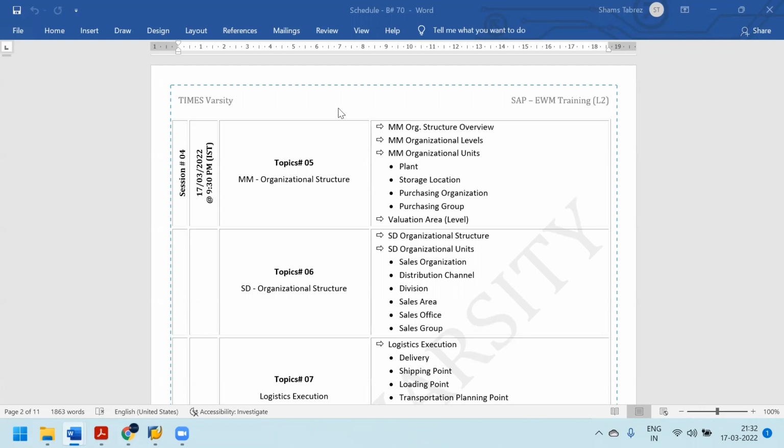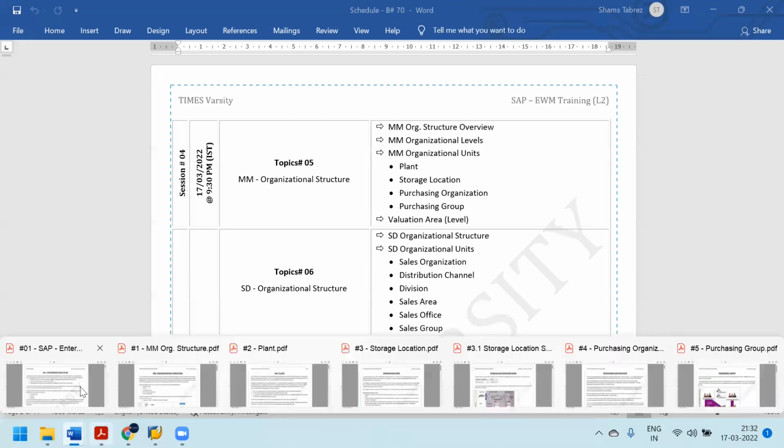Everyone, let us start today's session number 4. In this session, we will discuss in detail the MM organizational structure from the EWM point of view. Being an EWM consultant, we should have a basic understanding of the MM organizational structure and its organizational units. So that's what we are going to discuss in today's session.